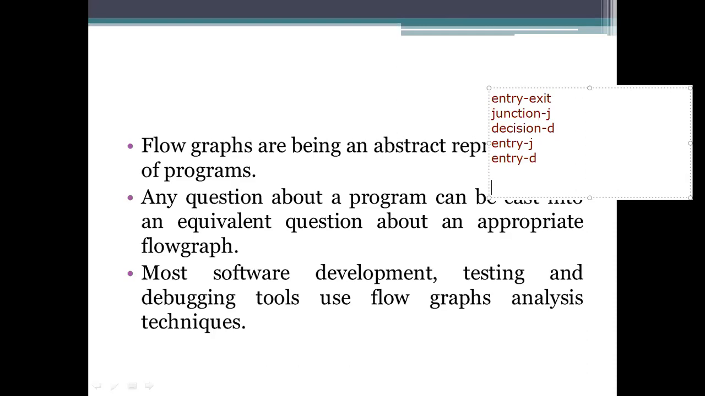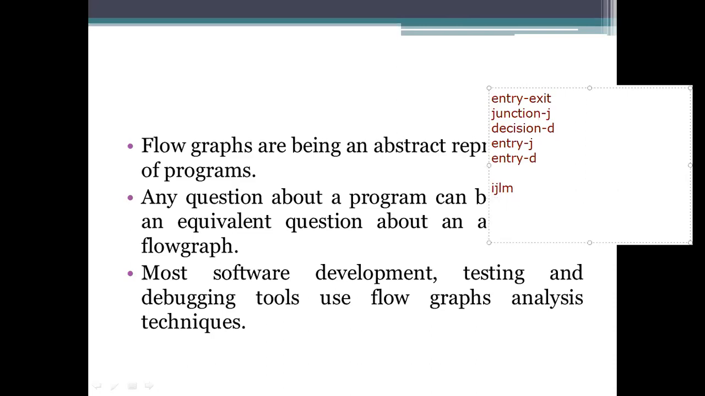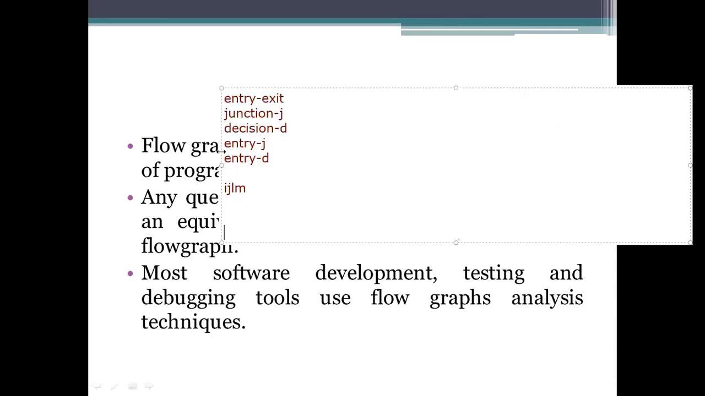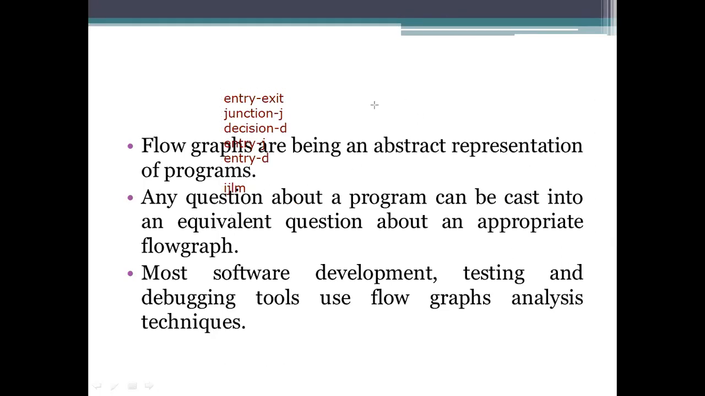So here, if I am taking the path IJLM, what it specifies is that we are using 4 such nodes or 4 such representations here. So here I, J, L, and M.